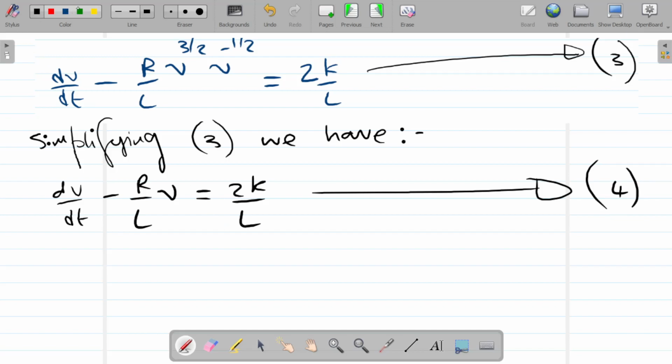Right, we need an integrating factor. So an integrating factor, we'll do this in green, is e to the minus r over L times the integral of dt, which is equal to e to the minus r over L times t. So multiplying both sides of equation 4 by e to the minus r over L times t, we get the following.